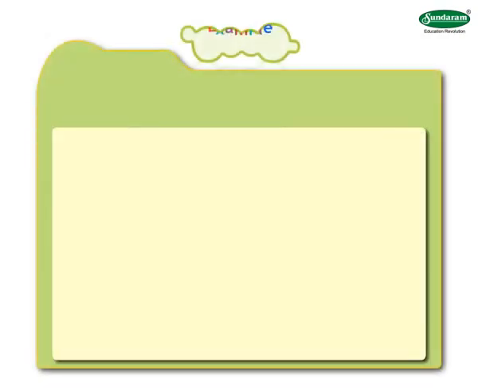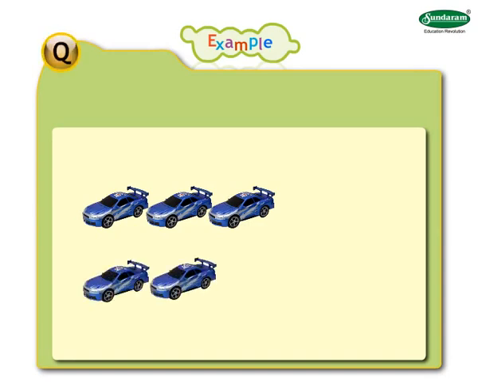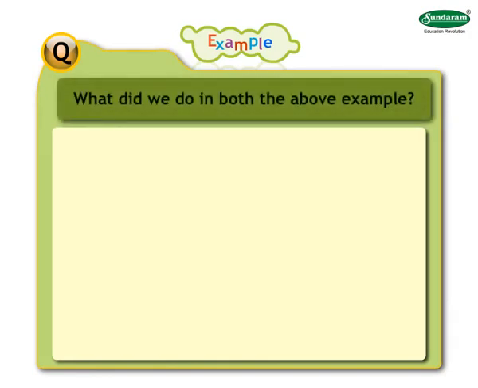Let us take another example. If you bring 3 toy cars to your friend's place, your friend has 2 toy cars. Question: how many cars are there all together? Answer: keep together your 3 cars and your friend's 2 cars. Now count the cars. Thus, there are 5 cars all together. Question: what did we do in both the above examples?